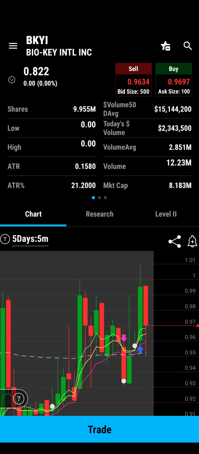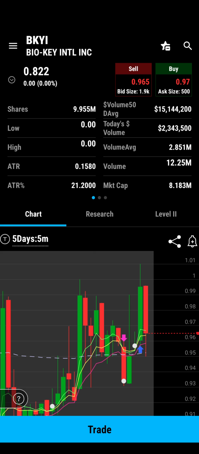Alright, so BioKey International, BKYI. What's on the checklist? We have low float, around 5 million. You can find that on FinViz or Dilution Tracker, which I use a lot. Here it shows the shares of 9 million, but that's just the outstanding, but the float is lower always. The float is what's available to the public to trade, outside of insider and institutional holdings.